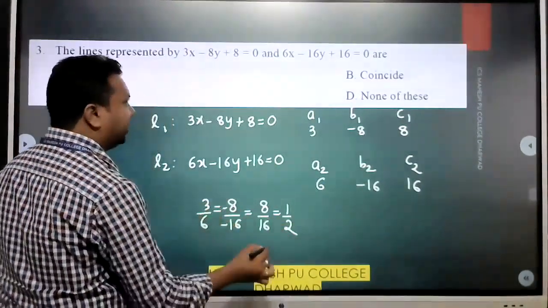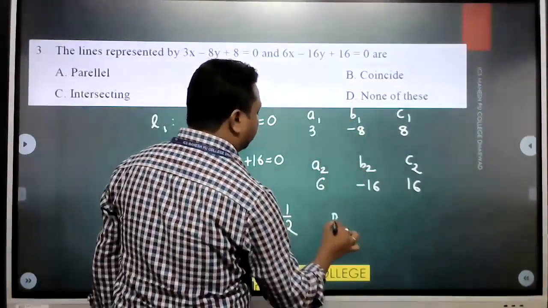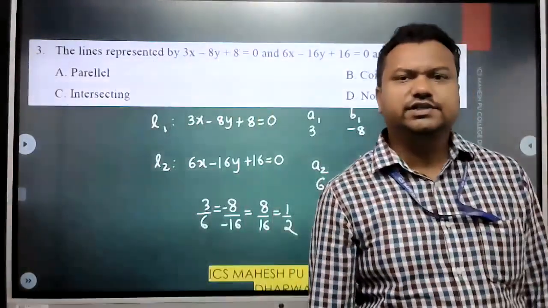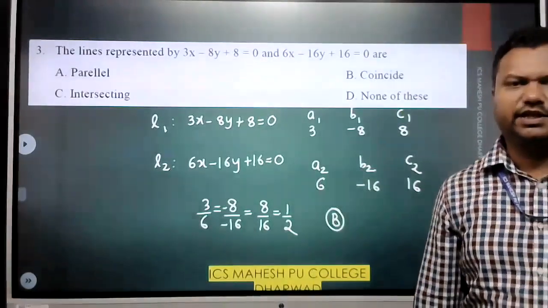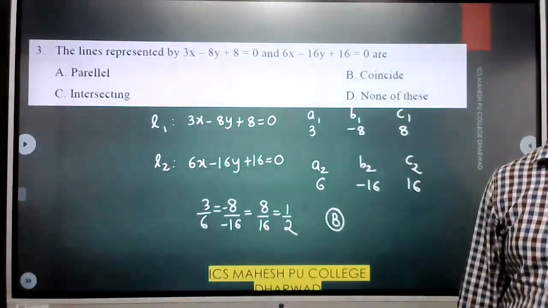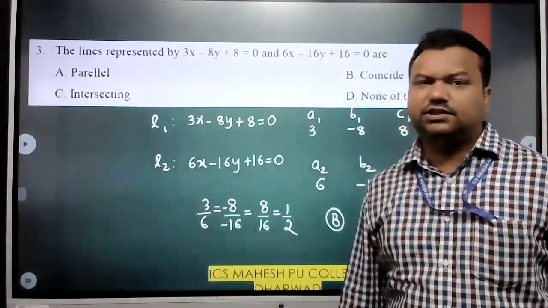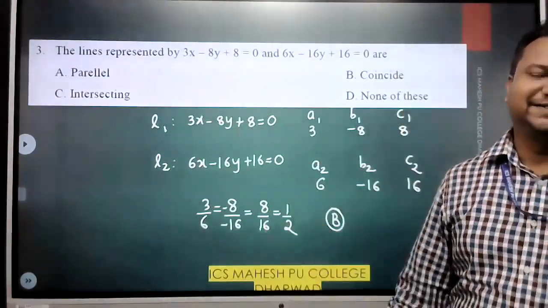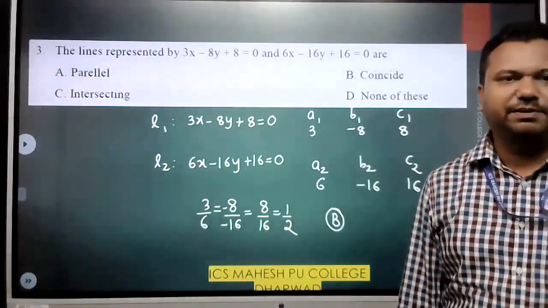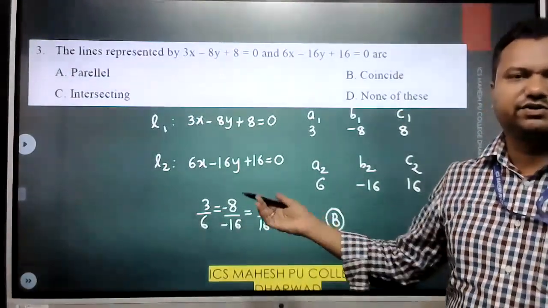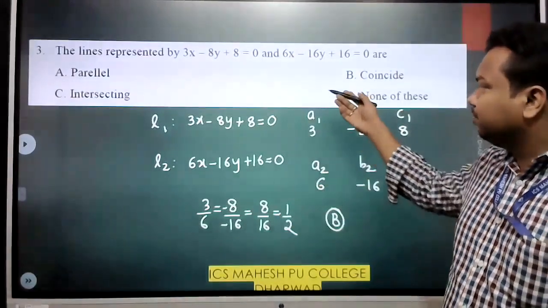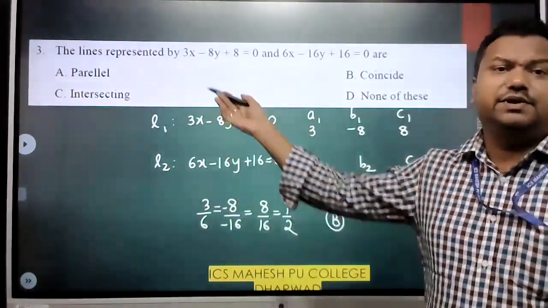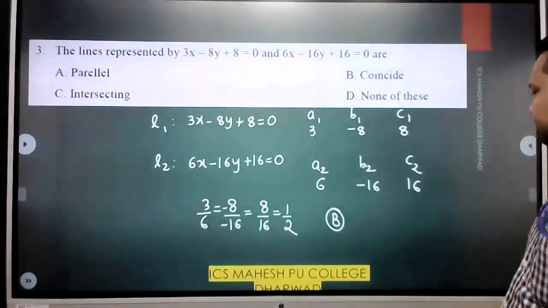All are equal, so we should go for the two lines being coincident. The two lines are coincident lines, they coincide with each other. That becomes option B as correct, right? Now, when can we say that lines are parallel? Just try to understand: if the constants are different. I hope you are following my point. If the constants are in a different ratio, then A1 by A2 is equal to B1 by B2, both are not equal to C1 by C2. In that case, I would have taken option A as the correct answer.